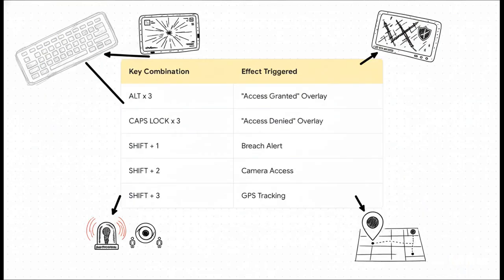And this is where the real movie magic happens. With these hotkeys, you're basically directing your own scene. After a few seconds of intense typing, you tap Alt 3 times and bam, you get that triumphant access granted message. Or, for some drama, hit caps lock 3 times for a big access denied. The shift combos add even more flair, letting you trigger things like breach alerts or camera access to really sell the scene.